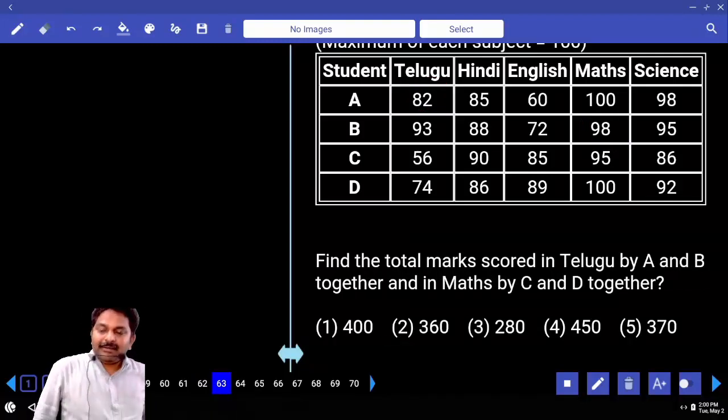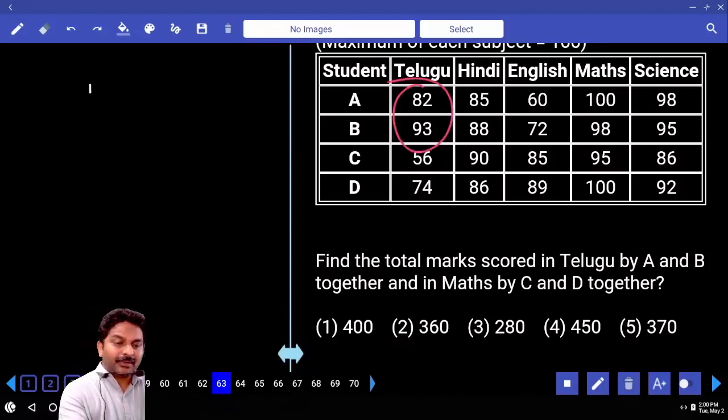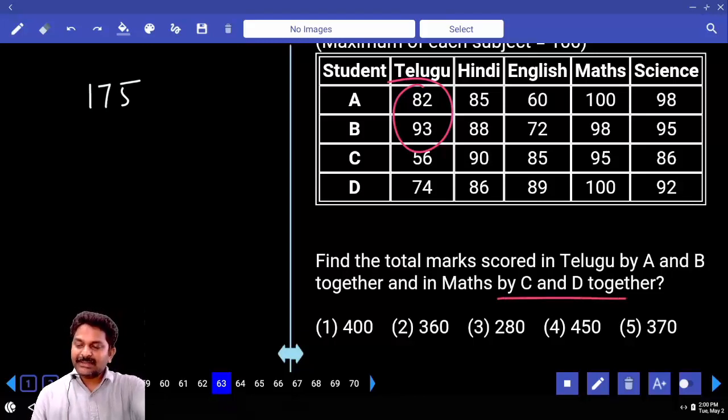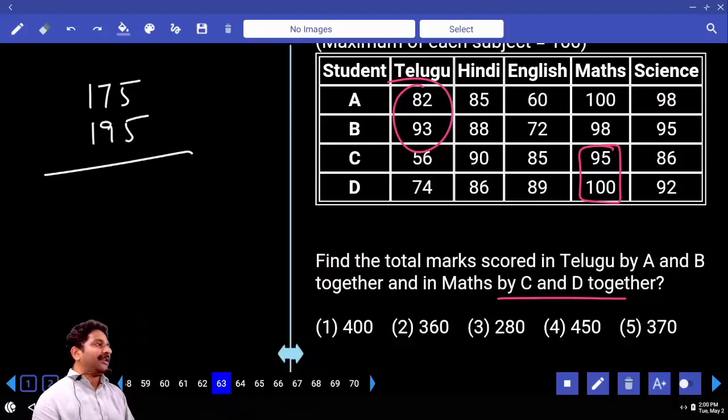Find the total marks scored in Telugu by A, B together. A, B together, 175. Maths by C and D, 195. To make second number a round figure, we need 5, right? Take 5 from the first number. 170, 200, 370.